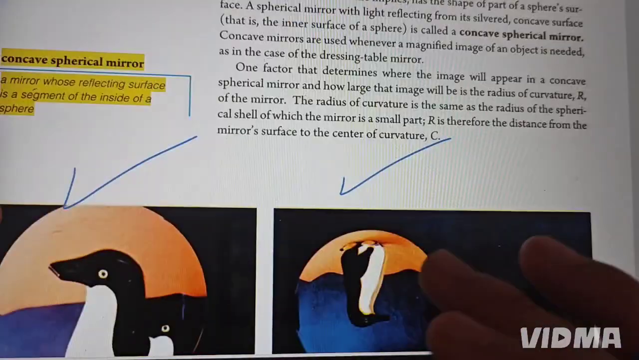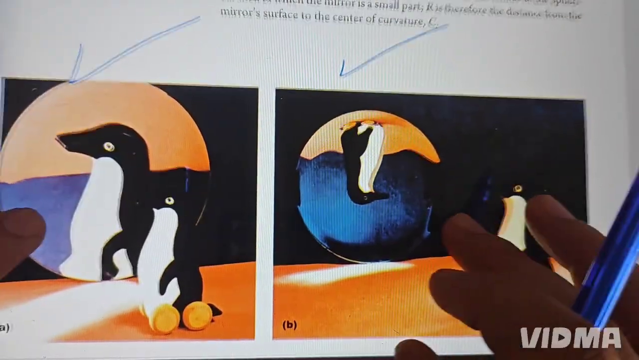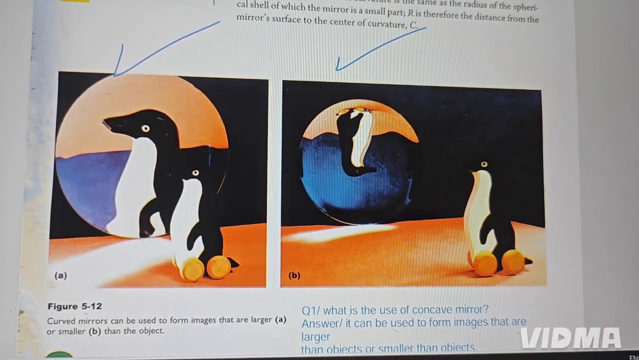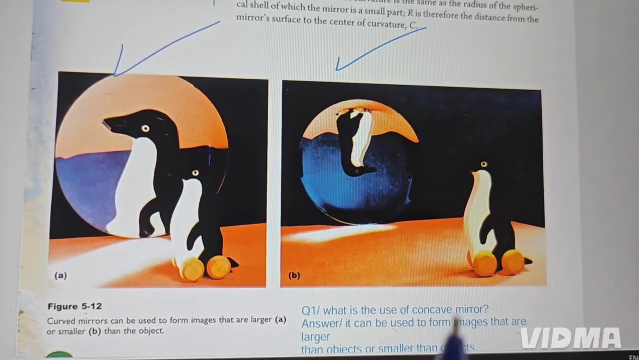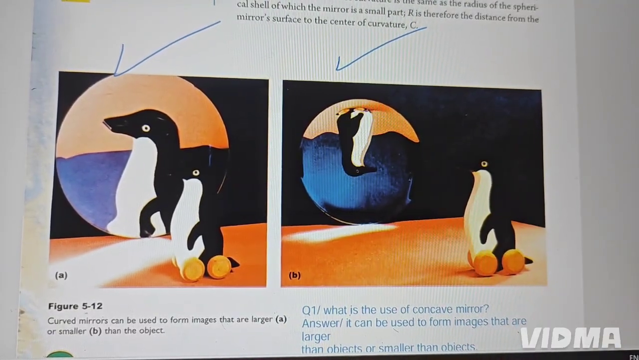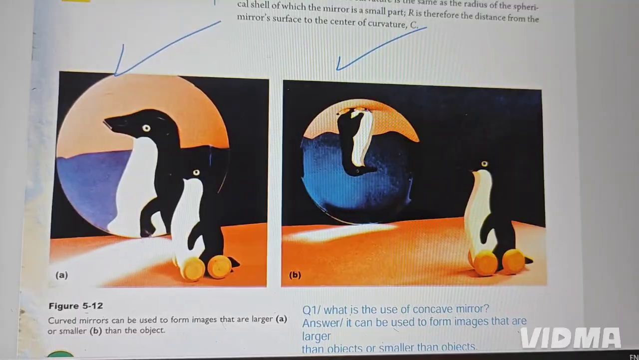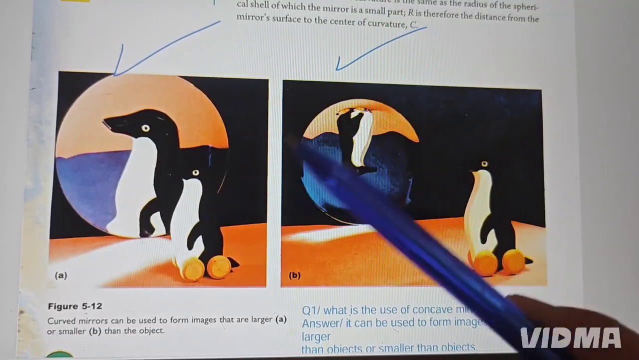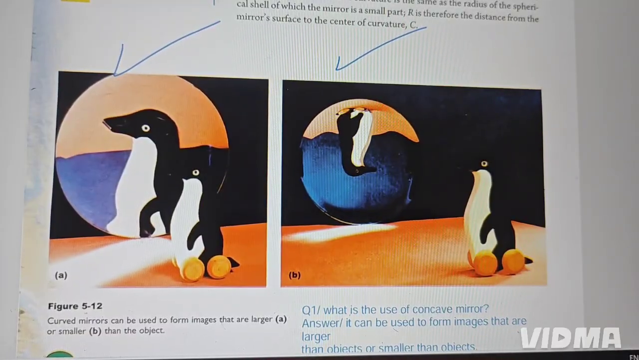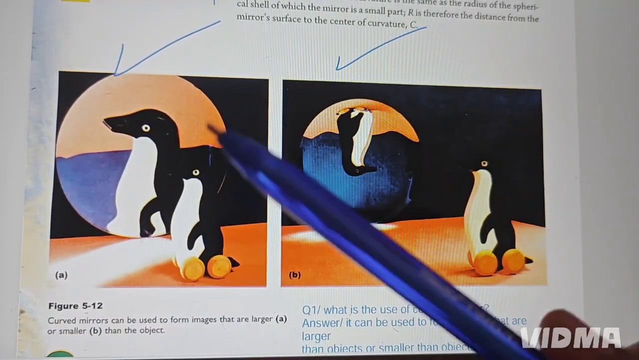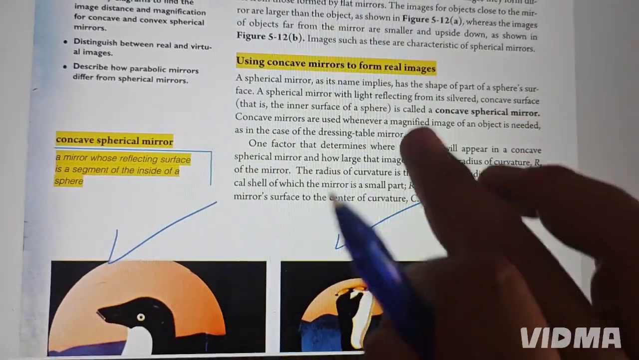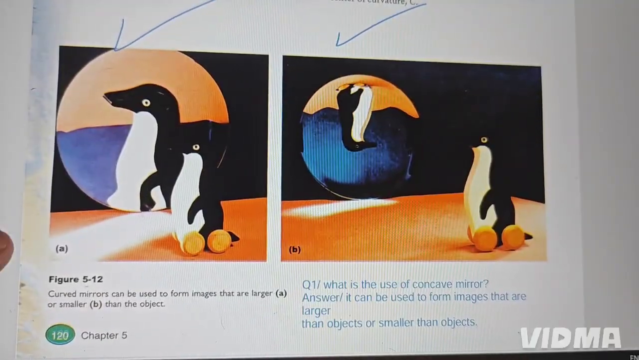Because the image that is going to be produced is located in front of the spherical mirror, not behind the spherical mirror like the flat mirror. In a flat mirror the picture is produced behind it, that's why we said virtual. But now here it is totally different, the image is produced in front of the spherical mirror. That's why this is called real image.